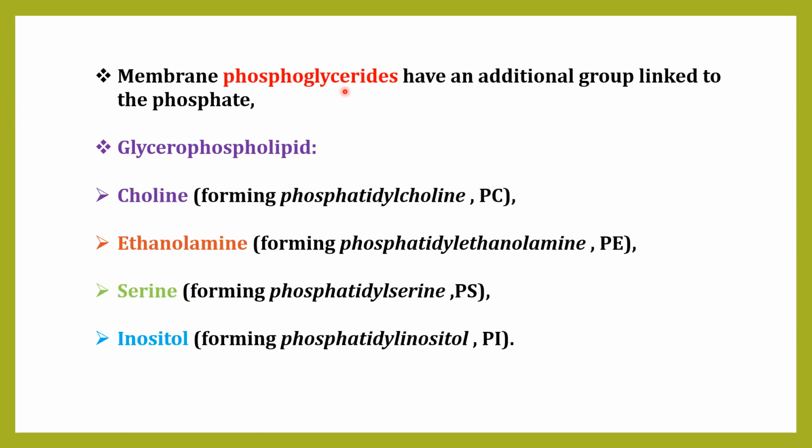Membrane phosphoglycerides have an additional group linked to the phosphate. For example, the phosphate binds to choline, forming phosphatidylcholine. Most commonly the additional group is either choline, or ethanolamine, next is serine and inositol. Each of these groups is small and hydrophilic, and together with the negatively charged phosphate to which it is attached, forms a highly water soluble domain.